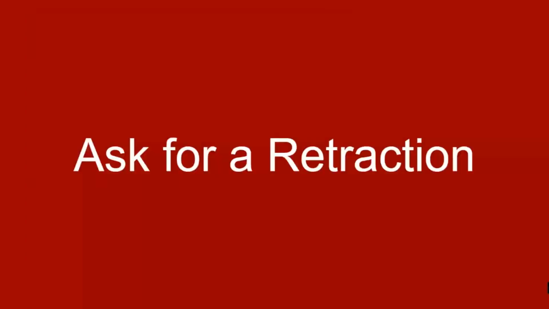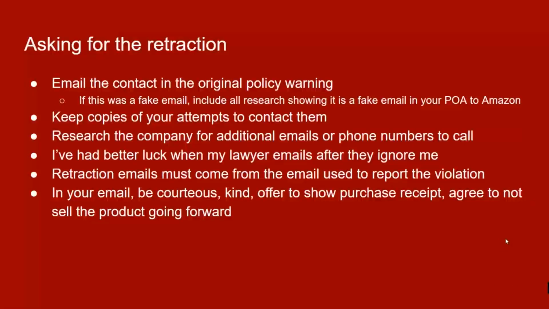Now let's talk about asking for a retraction. If Amazon asks you to get a retraction from the brand owner, you want to ask for that retraction using the email contact in the original policy warning. This is important. You are going to want to ask for this retraction whether it happens or not, because either they will retract it, that's great, or they won't retract it, or they won't even respond, and you can at least show Amazon that you are willing to work with the brand and they were not responsive. It wasn't you not emailing, it was them not being responsive.